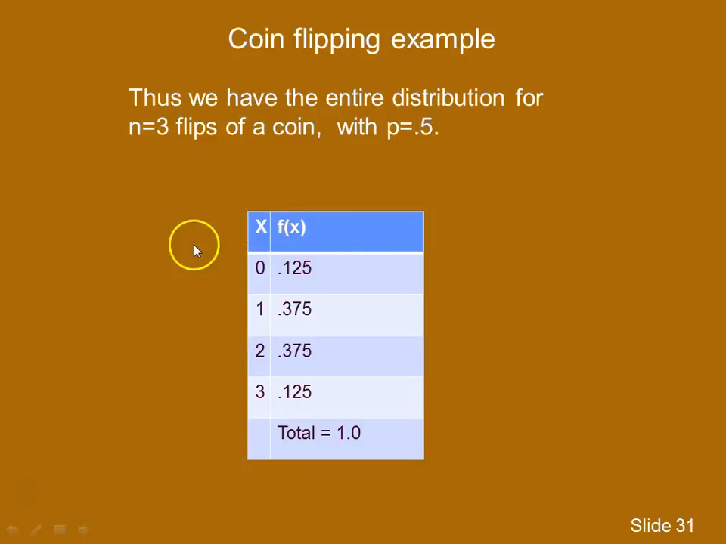Here on the next slide I've written out the entire distribution that we just figured out. X, the number of heads, can be 0, 1, 2, or 3, with f of x's 0.125, 0.375, 0.375, and 0.125. Again, you can see that the distribution is perfectly symmetric, the same on both sides. That'll always be the case when p is a half in a binomial. It's not the case when p is not a half. However, we'll actually make use of that fact in a future module.